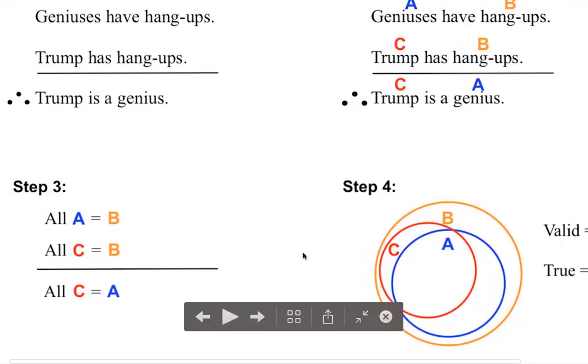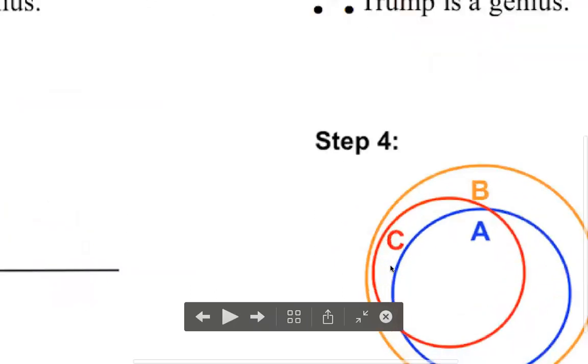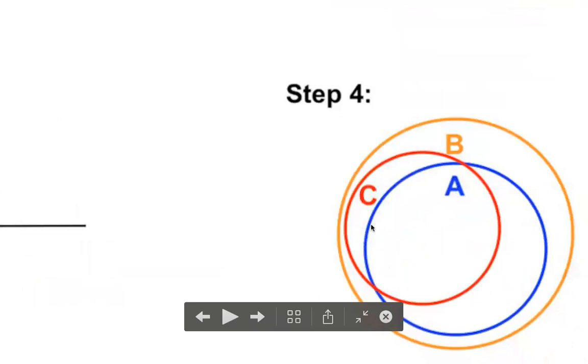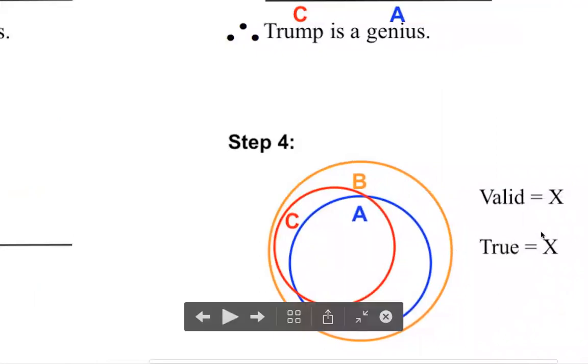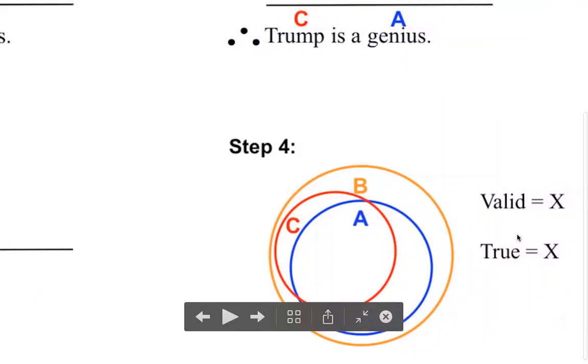Oh, well, wait a minute. All C equals A? Actually, no. Some of the C, as you can see, is clearly outside of A. So this is neither a valid argument, it's not validly constructed, nor obviously is it true that Trump is a genius. I think that's pretty patently, obviously clear.